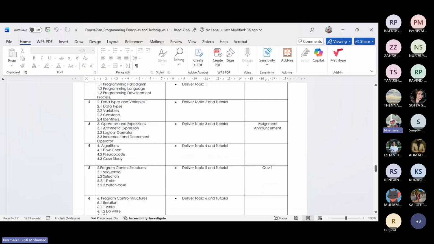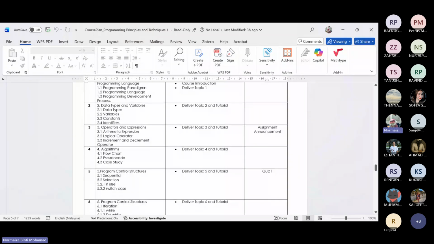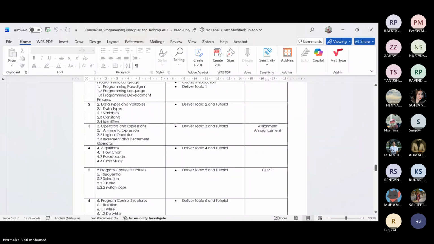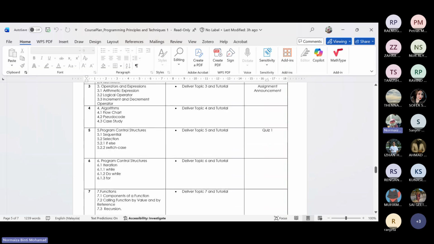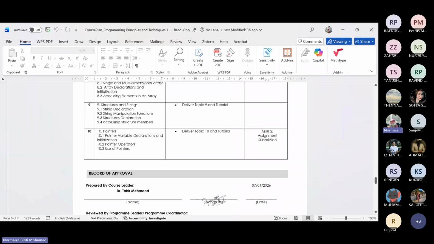If we look at the assessment, in topic 3, we have assignment announcement. That means you are given the assignment or topic. The first quiz is given in week 5. In week 10, the second quiz is given as well as submission of the assignment. Okay, so let's look at the coursework details. So we look more on the quiz as well as the assignment.